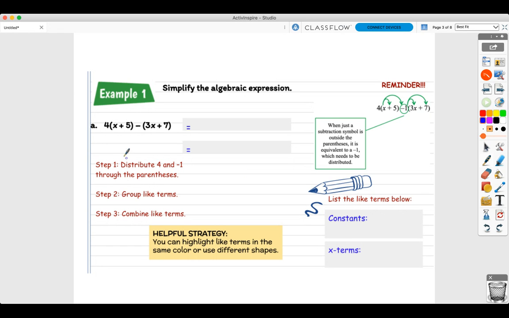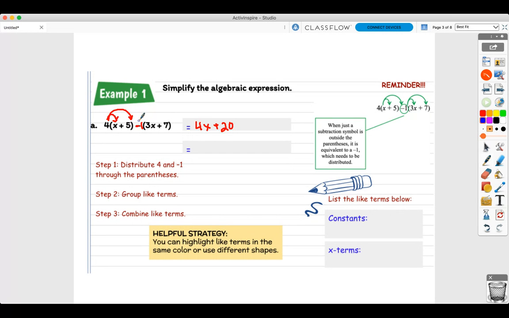All right, so simplify the expression. As you can see, there are parentheses here. That means you need to do distributive property. One thing I want to point out is that when you have a minus sign in front of a parentheses without an integer, you really want to write a 1 there to make it a -1. So you're going to be doing that -1. And now you're going to be distributing that 4 to the x and distributing that 4 to the 5. So 4 times x is 4x. 4 times 5 is +20.